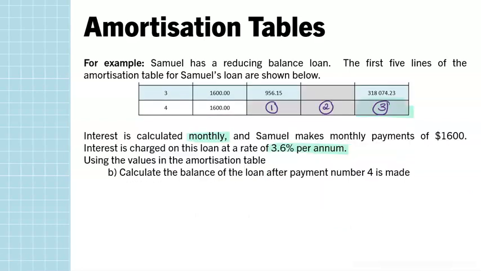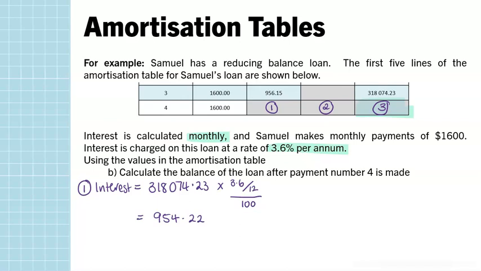Okay, so just giving some more room here. And so firstly, we're going to find what was the interest. That will be our previous balance, $318,074.23 multiplied by our rate of 3.6 over 12 for 12 compounds per year divided by 100. And so that gives us an interest charge of $954.22.